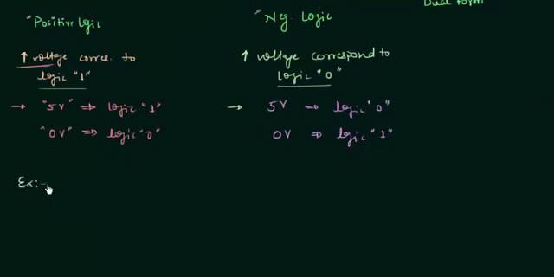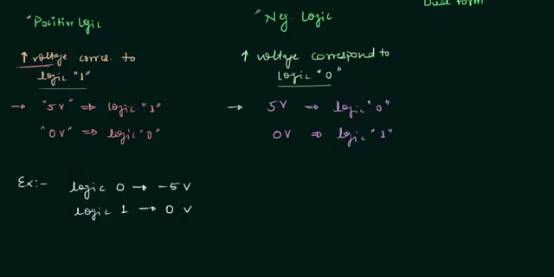In this example, we have logic 0, and this logic 0 corresponds to minus 5 volt. Then we have logic 1, and this logic 1 corresponds to 0 volt. Then we have to find out what type of logic it is. It is positive logic or it is negative logic.